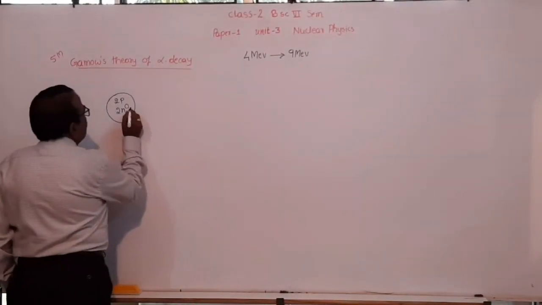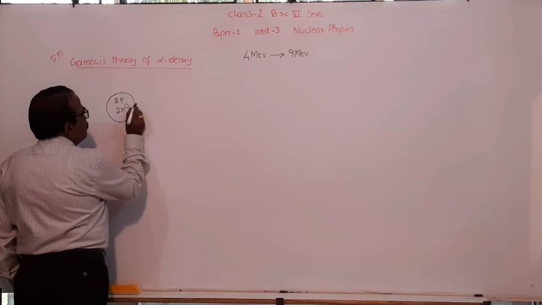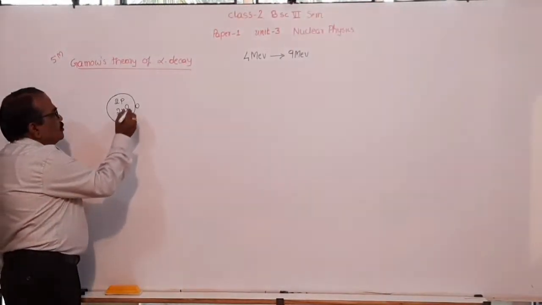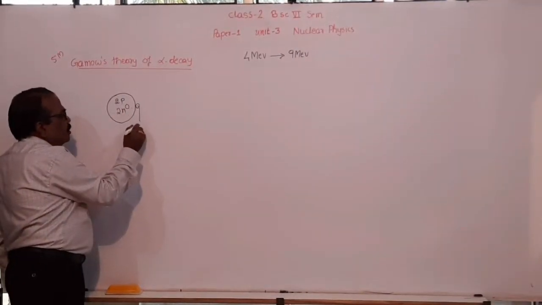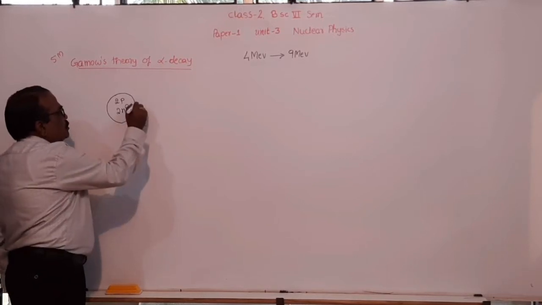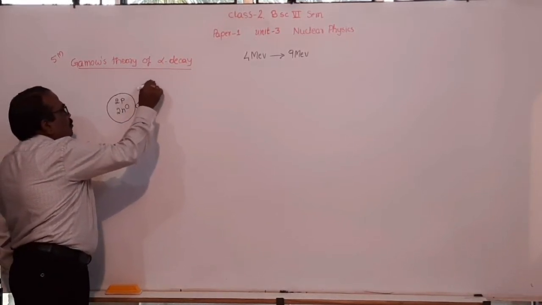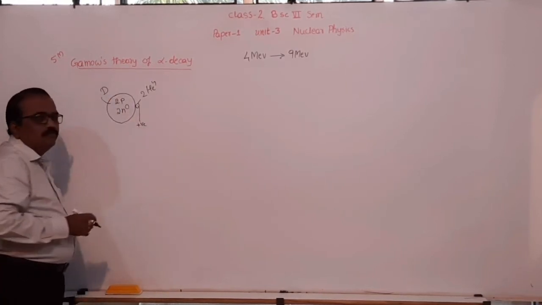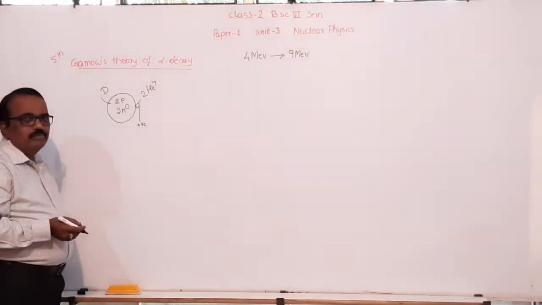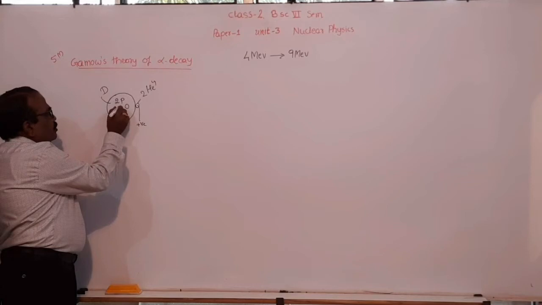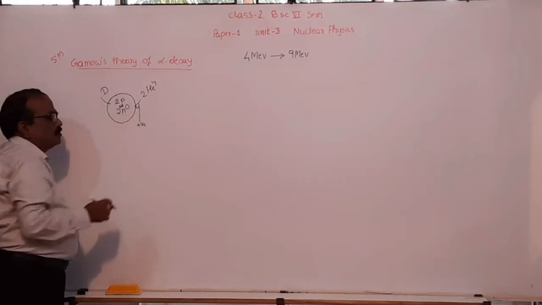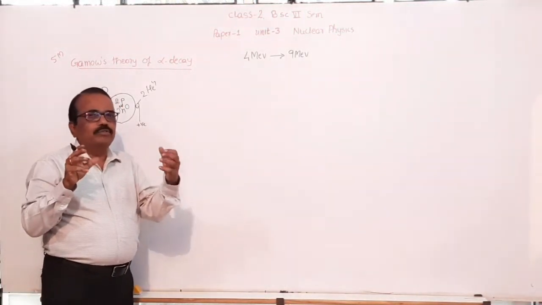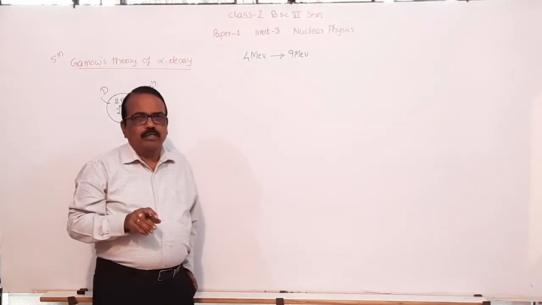So if an alpha particle comes outside the nucleus, so this has got a positively charged nucleus, and this is now converted into the daughter element or residual element. It has also got a positively charged nucleus, the 2 positively charged nuclei. Then according to Coulomb's law, it is a force of repulsion.